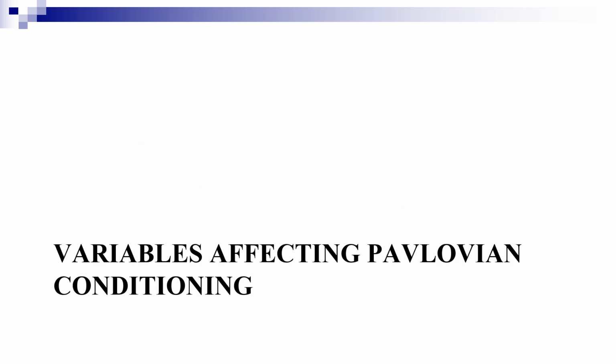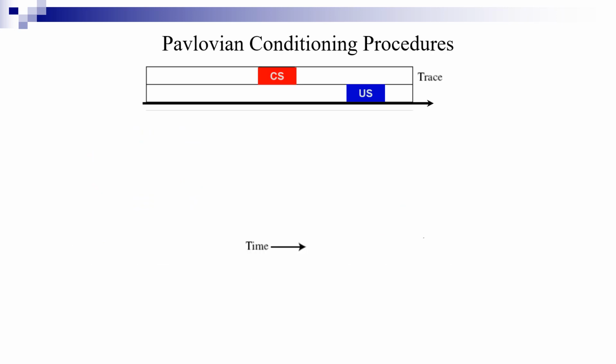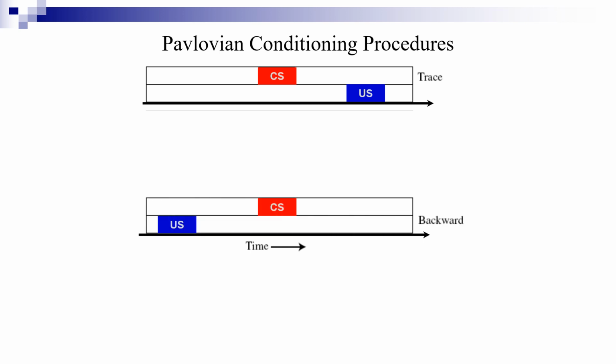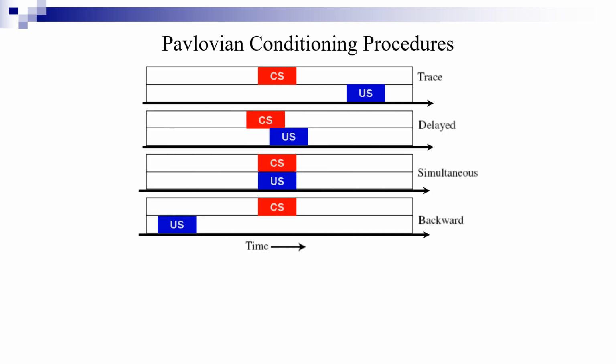Now, variables affecting Pavlovian conditioning. One thing that affects conditioning procedures is the passage of time. We can take a look at different conditioning procedures that we would use. The first of which is delayed conditioning. This would be the one like what Pavlov used. We'd have the sound box playing and then the presentation of food.